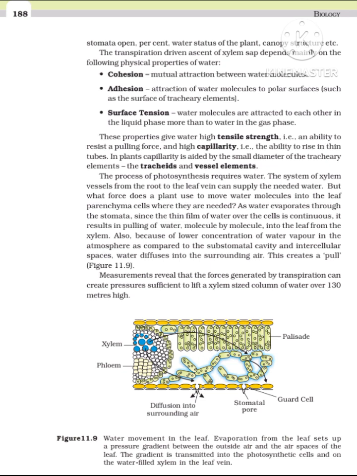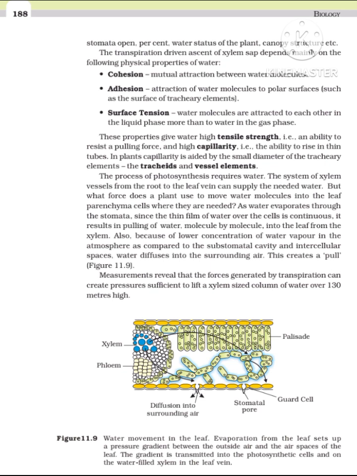The process of photosynthesis requires water. The system of xylem vessels from the root to the leaf vein can supply the needed water. But what force does a plant use to move water molecules into the leaf parenchyma cells where they are needed? As water evaporates through the stomata, since the thin film of water over the cells is continuous, it results in pulling of water, molecule by molecule, into the leaf from the xylem. Also, because of lower concentration of water vapor in the atmosphere as compared to the substomatal cavity and intercellular spaces, water diffuses into the surrounding air. This creates a pull, Figure 11.9.